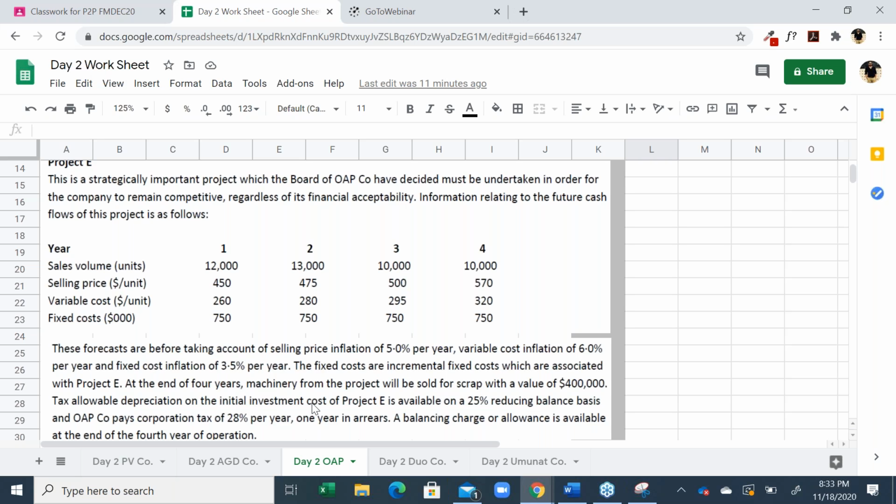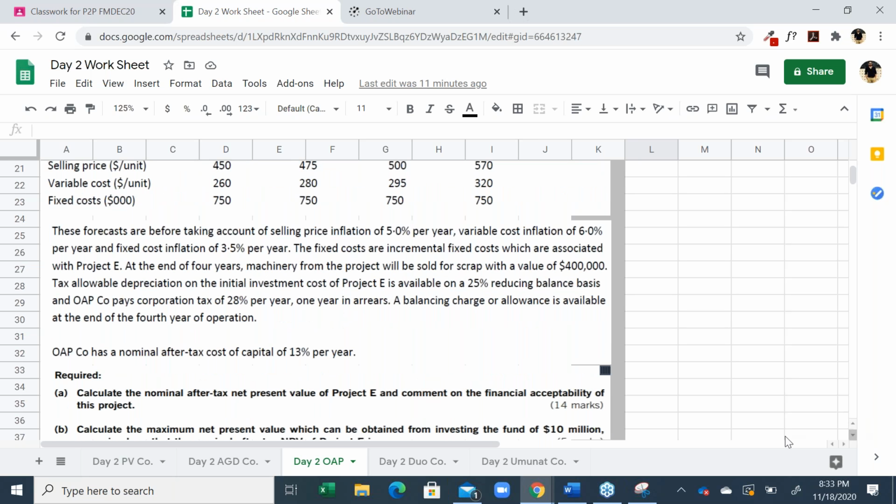Tax allowable depreciation on the initial investment cost of project E is available on a 25% reducing balance basis, and OAP company pays corporation tax at 28% per year, 1 year in arrears. Now this is a question where the tax is paid in arrears, and a balancing charge is allowable at the end of the 4th year of operation. And the after-tax cost of capital is 13%. Calculate the nominal after-tax net present value of project E and comment on the financial acceptability of this project.